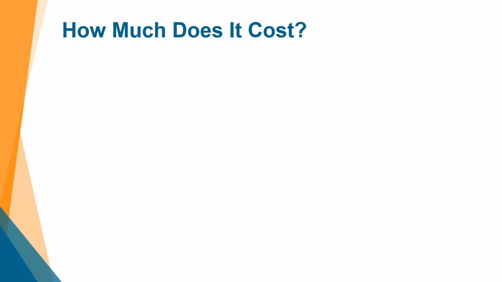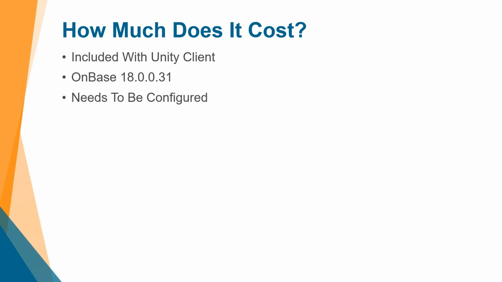Again, you will have this. How much does this thing cost? Well, again, you get it within the Unity client. You do need to be licensed for the Unity client. If you don't have that Unity client, we'll show you just in a second, please contact your account representative. They're the ones that will be able to share with you what the pricing is. And do remember, this is OnBase 18, Build 31, and beyond, where this is now made available. Might be another reason why you might want to consider an upgrade to OnBase going forward.